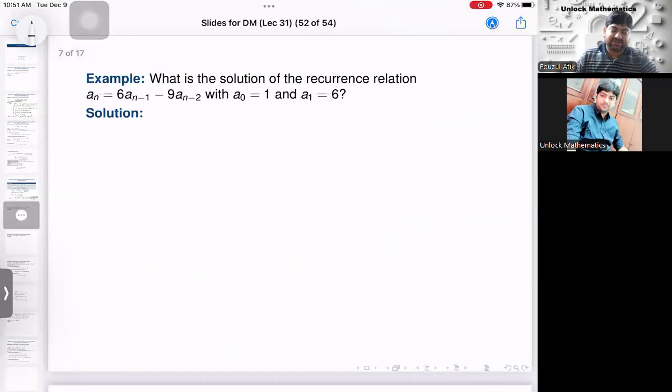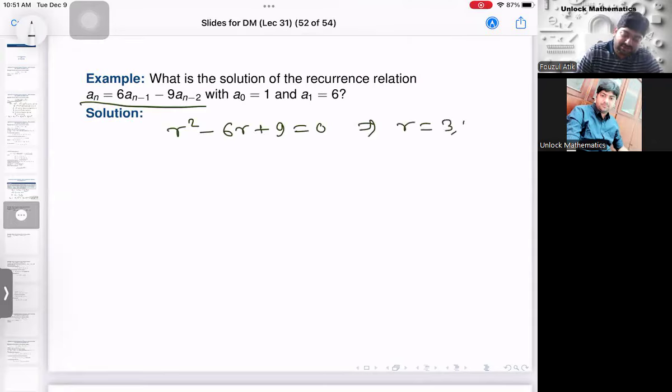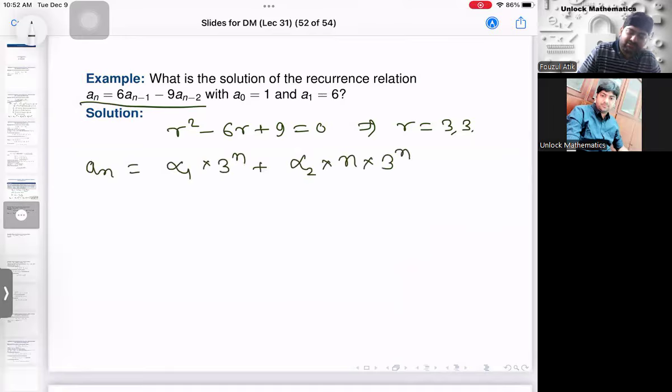Now, look at this problem and how to solve it. What is the characteristic equation of this given recurrence relation? It is r square minus 6r plus 9 equal to 0, which is r minus 3 whole square, right? So r is equal to 3, 3. So I got the equal root for this equation. So what is the solution? The general solution is a n equal to alpha 1 into 3 power n plus alpha 2 into n into 3 power n. This is the solution of it.